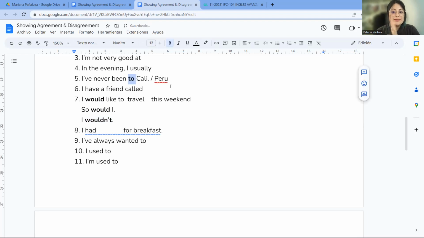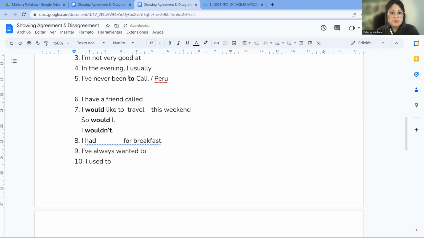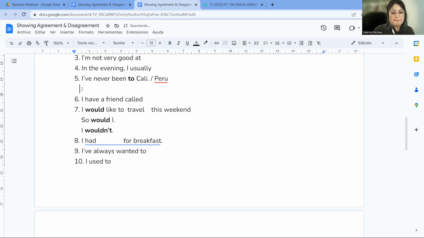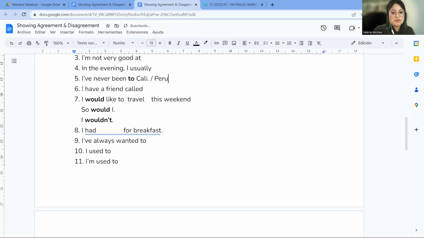When you have the preposition to, it's exactly just a place. But if you don't have the preposition to, it could be anything. For example, I've never been worried. I've never been working, etc. Is that helpful, Virginia? Yeah, thanks. That's a good question because we usually mistake this preposition, but when you have to, it refers to a place.